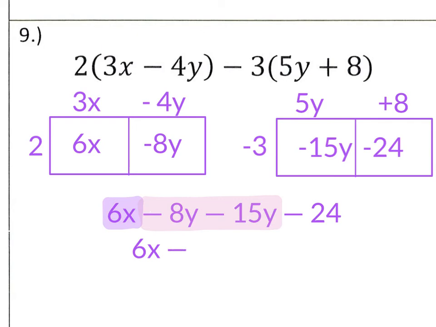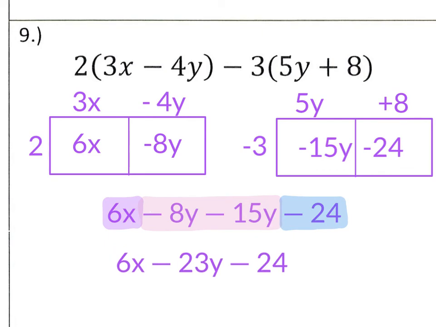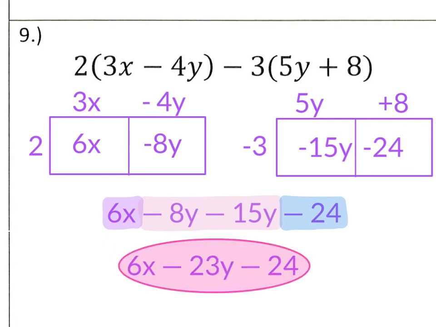So next to my 6x, I'm going to put minus 23y. They were y terms, that's why I was able to put them together. So I have a y there. And then finally, I see my constant, the minus 24 by itself. No other constants or numbers by themselves to combine with. So I'm just going to bring down the minus 24, and that is my answer. We'll want to put a circle around our answer there.